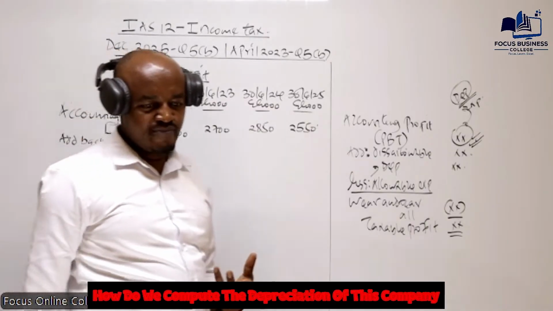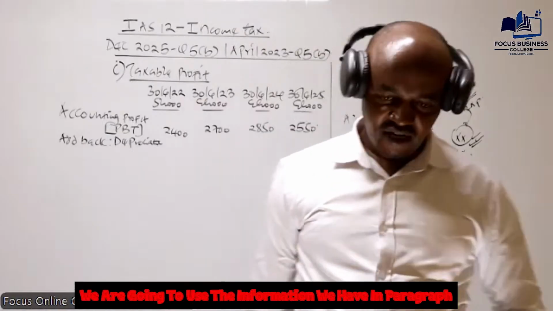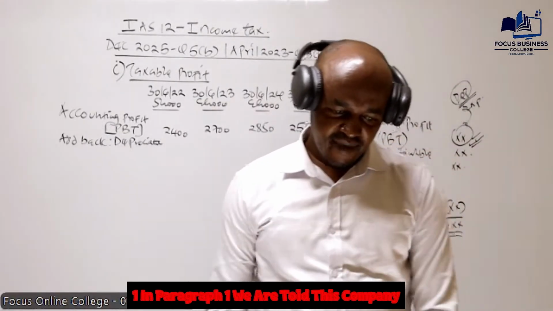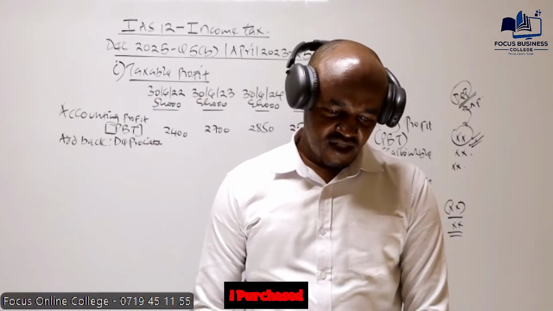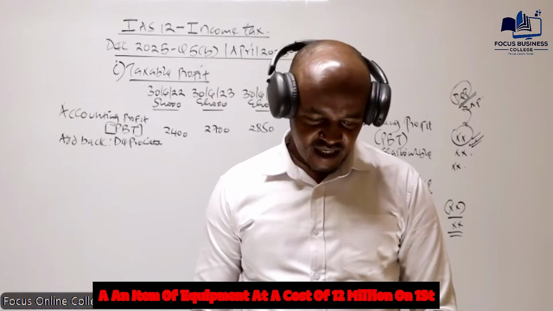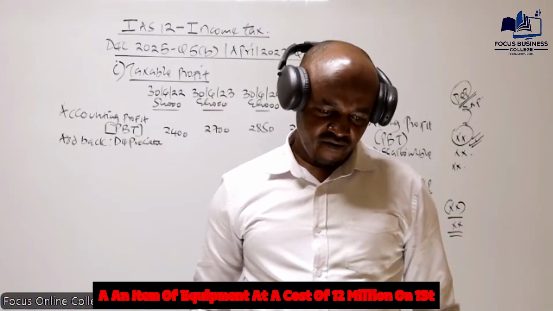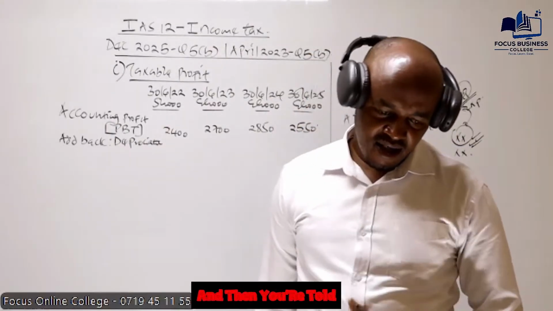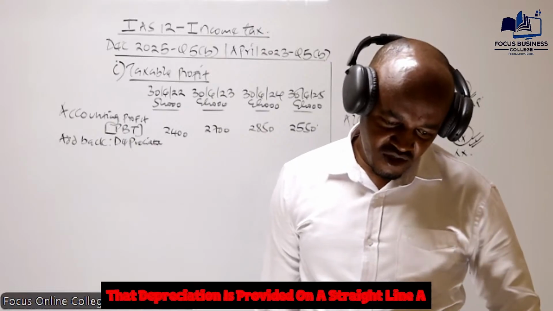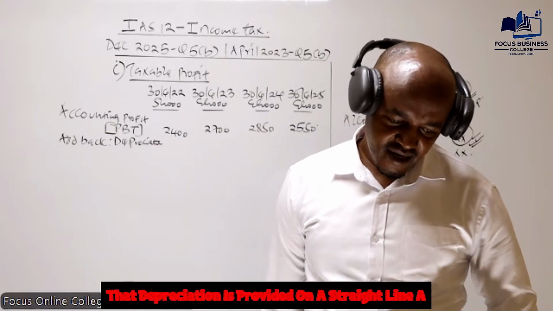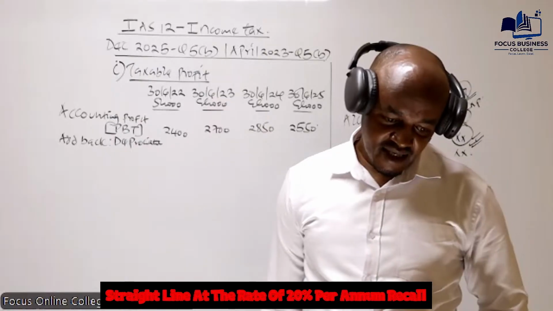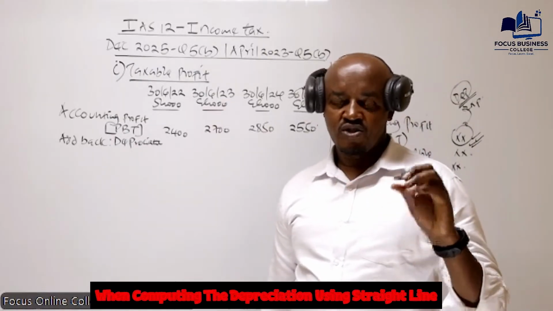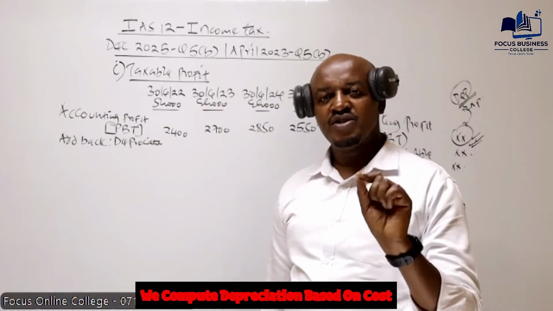How do we compute the depreciation of this company? We are going to use the information we have in paragraph 1. In paragraph 1, we are told this company purchased an item of equipment at a cost of 12 million on 1st July 2021. That is now the start of the first year here. And then you're told that depreciation is provided on a straight line at the rate of 20% per annum. Recall, when computing the depreciation using straight line, we compute depreciation based on cost.